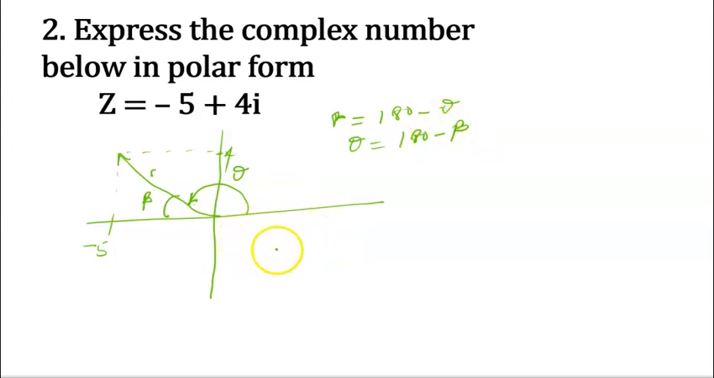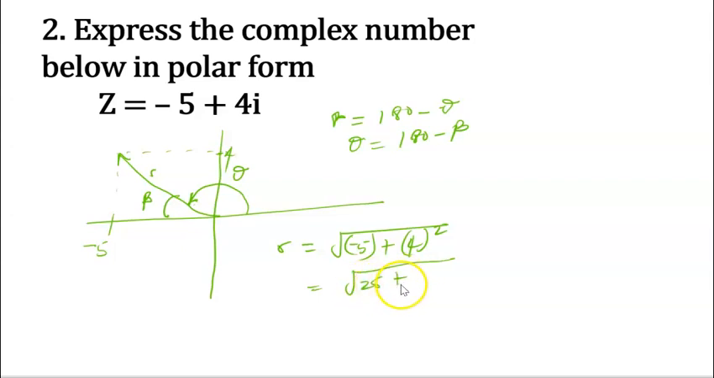First of all, let's look for R. R is the same thing as the square root of B squared plus A squared. My B now is 5, and my A obviously is 4. That is equal to the square root of 25 plus 16, which is the square root of 41. So what's the square root of 41? That's 6.4.